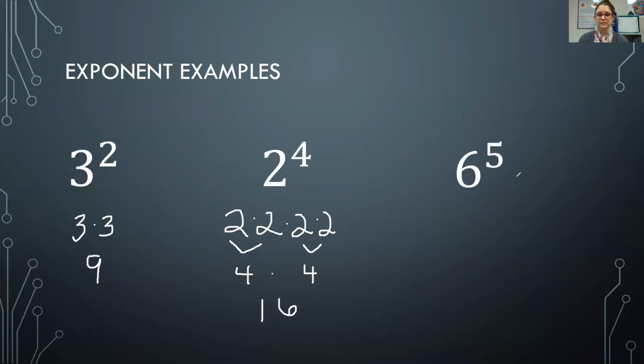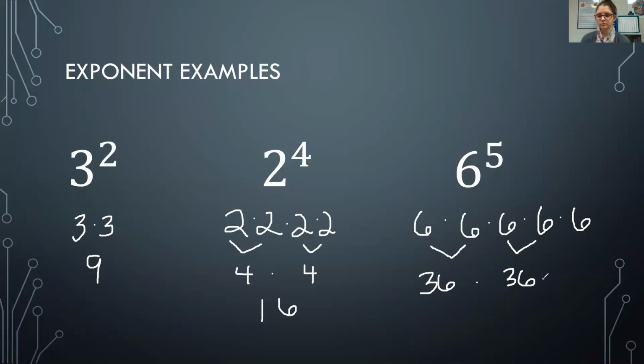Now, our last example of positive bases and positive exponents is 6 to the fifth power. So that's 6 times 6 times 6 times 6 times 6. So 6 times itself 5 times. So we know 6 times 6 is 36. 6 times 6 is 36. And we bring down our last 6.